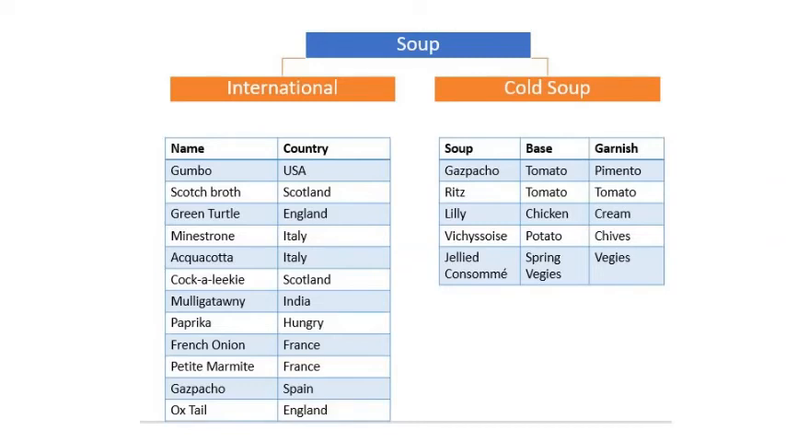Paprika is an international soup from Hungary. French onion, as the name says, it's from France. Petite marmite is again a French soup. Gazpacho is a Spanish cold soup, and oxtail is a soup from England.